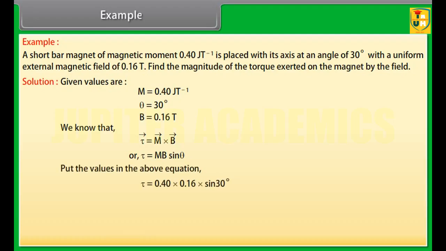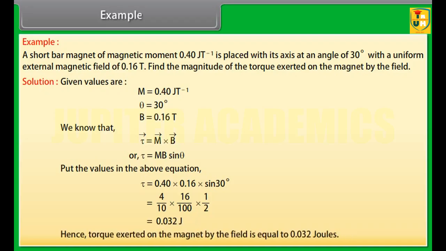Tau is equal to 0.40 into 0.16 into sine 30 degrees. On calculating the equation, we get the value of tau, which is equal to 0.032 joules. Hence, the torque exerted on the magnet by the field is equal to 0.032 joules.